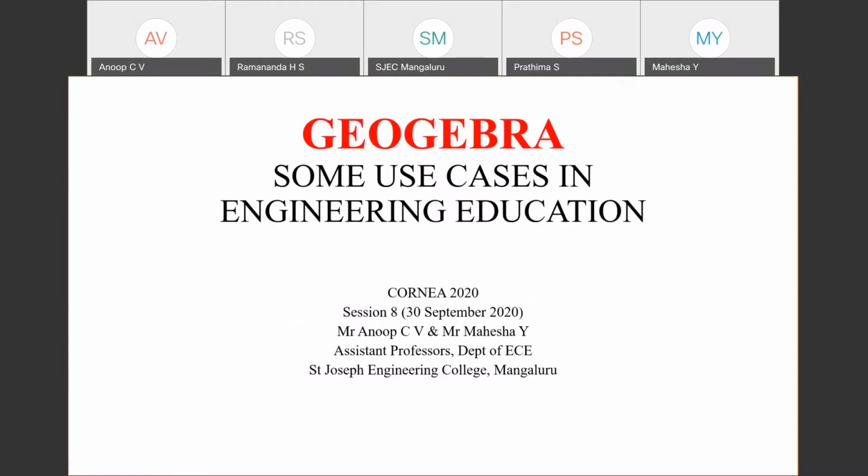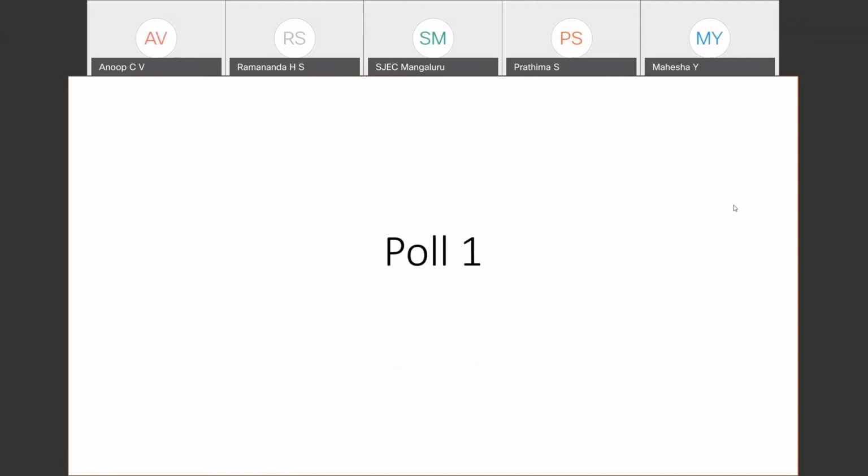Thank you, Raman sir. So I once again welcome everyone to this last session on Cornea 2020. Today we'll just see some of the use cases which we have tried out in classes. Even though it is from our domain, I think for the GeoGebra implementation part, all of you will be able to relate. Today myself, Anup and Mahesha will be presenting. Before we start with today's session, I would request Jitesh to launch the first poll.